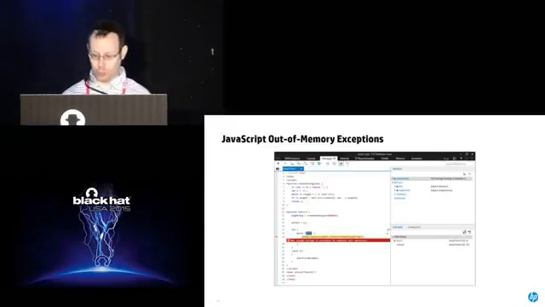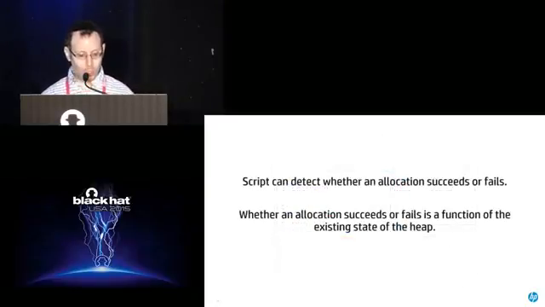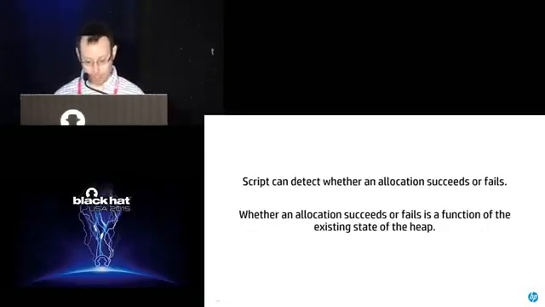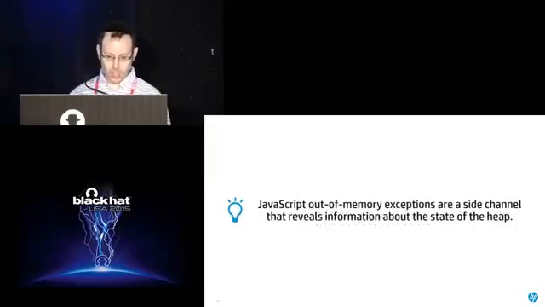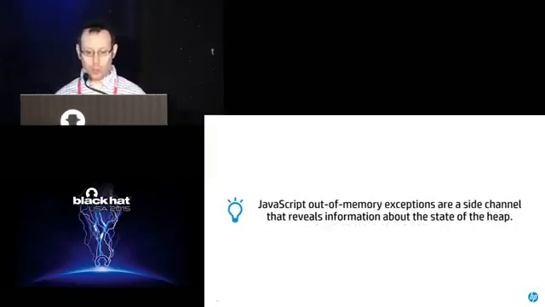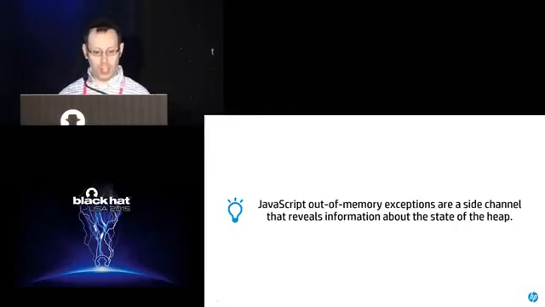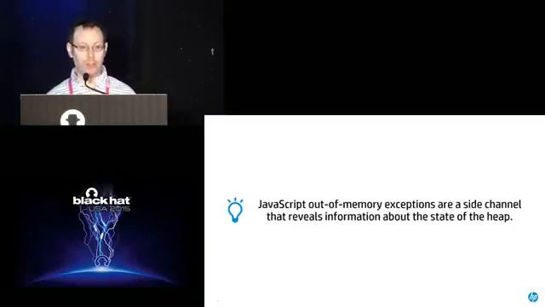And here's the crucial insight. Script can detect whether an allocation succeeds or fails. And whether it succeeds or fails is a function of the existing state of the heap. In other words, JavaScript out-of-memory exceptions are a side channel that reveals information about the state of the heap. And that's exactly the side channel that we need in order to get information back for memory protection.